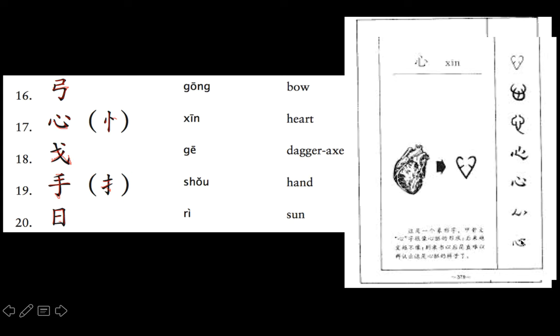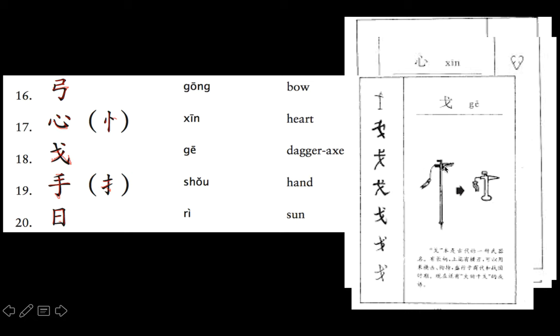Ge, dagger axe. This is a weapon in ancient China. This is a knife, and this is a long, long stick. So this is a dagger axe in bone script, and this is a modern one.